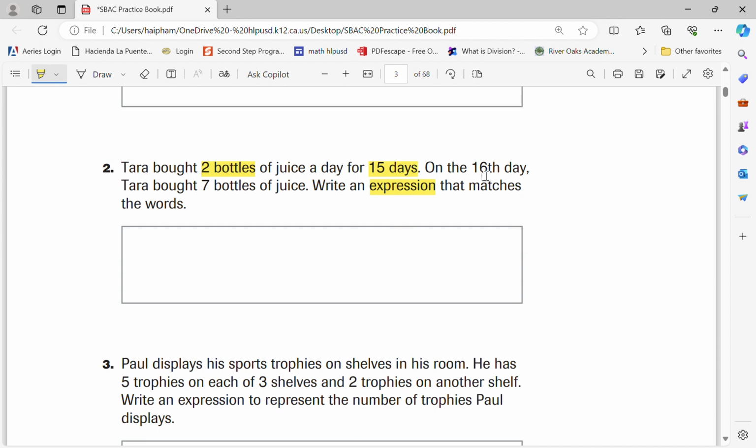Since the number is repeating, we're going to have to multiply here. But on the 16th day, she buys 7 bottles. So since this is not the same amount of her purchase of juice bottles for the 15 days, we're going to leave this outside in our expression. So let's start off with her 2 bottles. That would be 2 times 15, since she's buying 2 bottles of juice for 15 days. And then on the 16th day, we would add 7 more bottles. And there you have it.